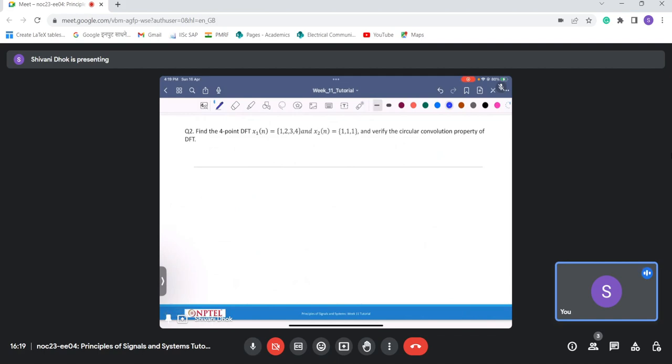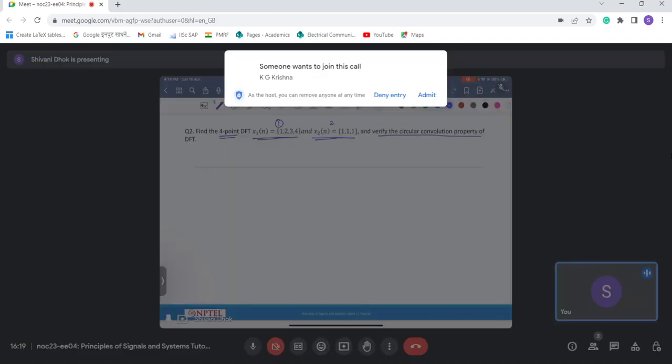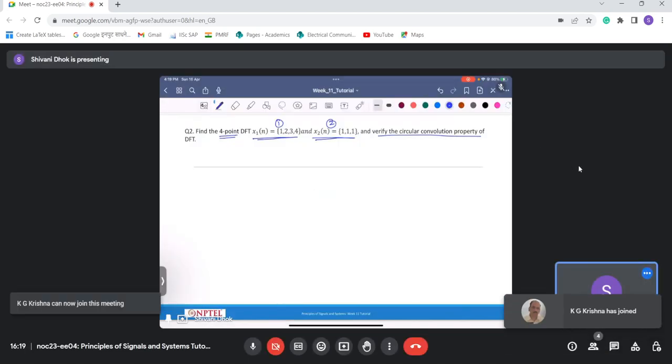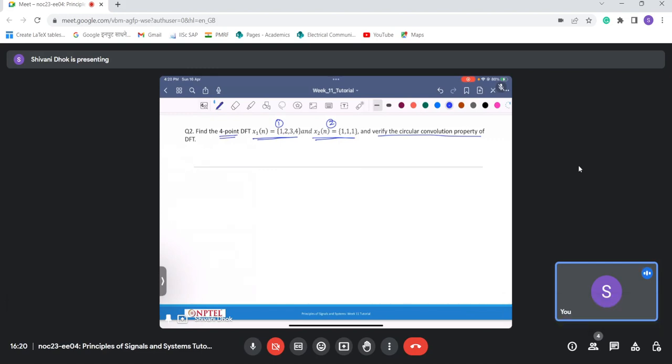Now, in this question, we have been asked to find the 4-point DFT of x1[n] and x2[n], and then verify the circular convolution property. So we have to do three things. The first is to find the DFT of x1[n]. The second is to find the 4-point DFT of x2[n], and at the end we need to verify the circular convolution property of DFT.